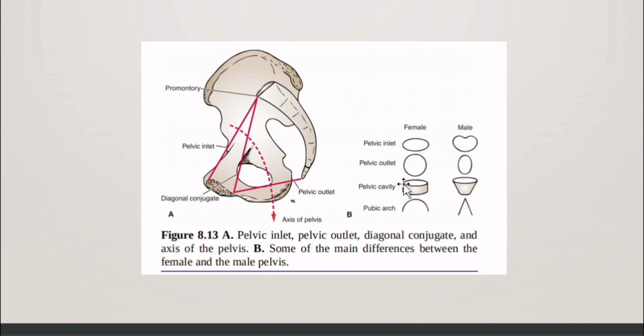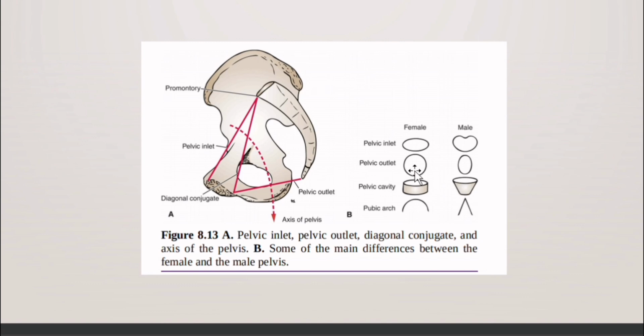Then the pelvic outlet in females is wide as compared to that of the males, which is a bit narrow. Why is it narrow? We have bony projections inward. The ischial spines are projected inwards and they reduce the space of the pelvic outlet. Then the pelvic cavity is cylindrical and short in females, and in the males, it's funnel shaped and deep.